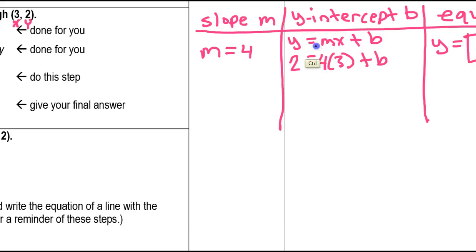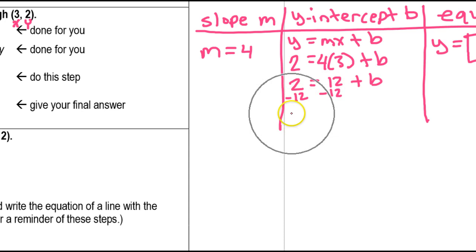All right, so you see I put the 3 in for x and the 2 in for the y. So we have everything except for b, so we should be able to solve for b very easily. This is going to give us 2 is equal to 12 plus b. And if we subtract 12 from both sides, that gives us negative 10 is equal to b.